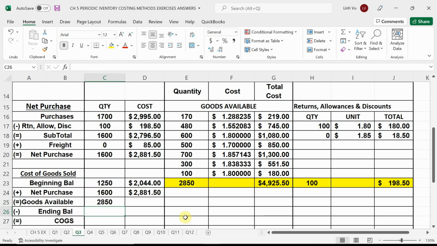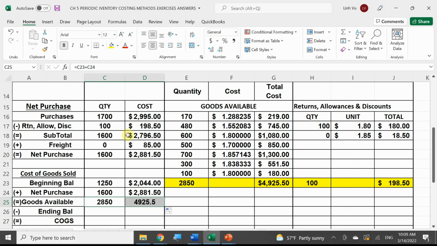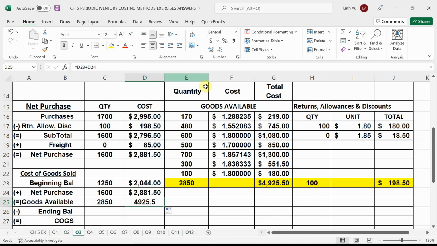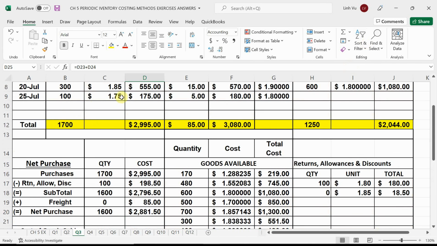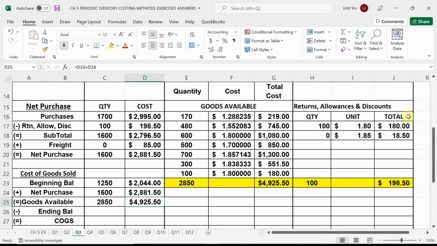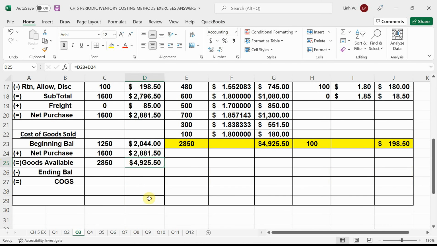2,850 is my total units, right? At a total cost of the 4,925, which is exactly what we have here in my goods available table. Okay? So that means I calculated my goods available correctly, right? By carrying my values from my beginning inventory, carrying my values from my purchases, and also adjusting them with my returns. So therefore, this is my total goods available, and this is just a matching point, okay? To make sure that you match your numbers correctly, okay?